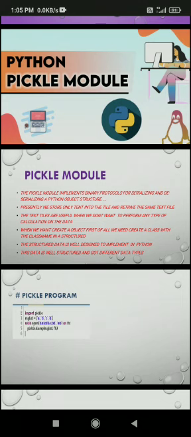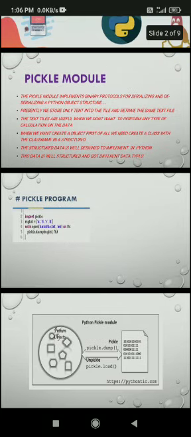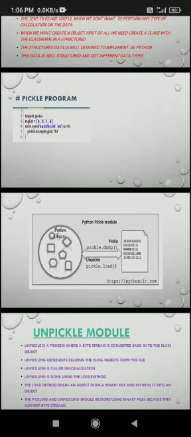Pickling is the process of converting a class object into a byte stream. Pickling is done by using the dump method of the pickle module. I am taking here one program for the pickle module. I am importing pickle, taking my list, and calling pickle.dump on my list. So pickling is done by using the dump method, and unpickling is done by using the load method.